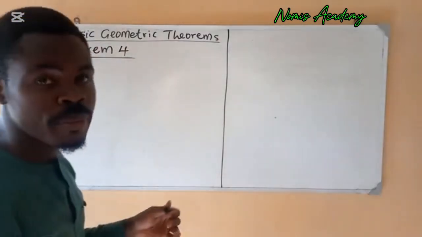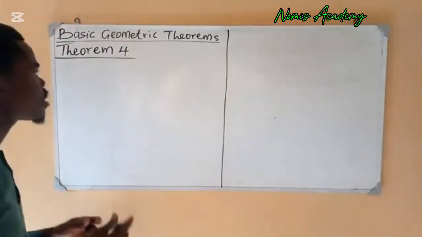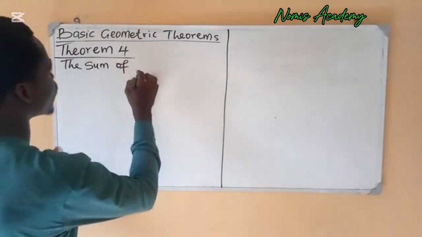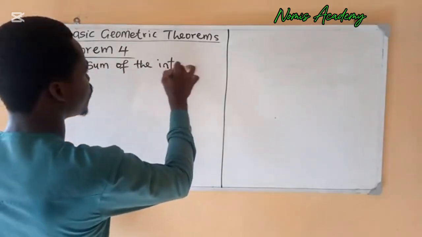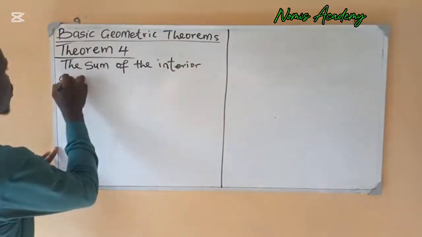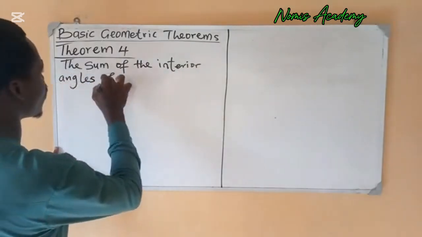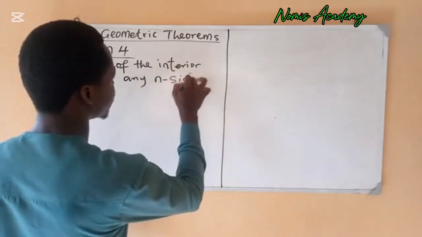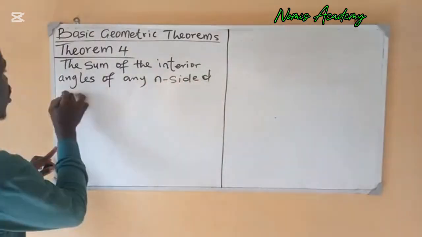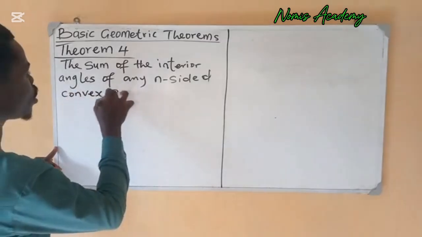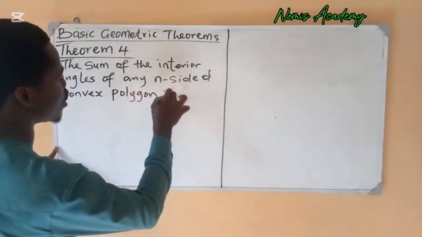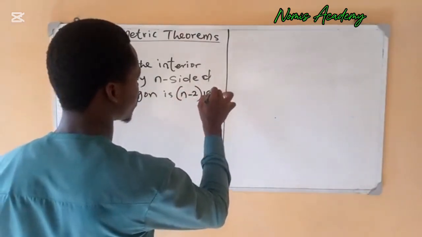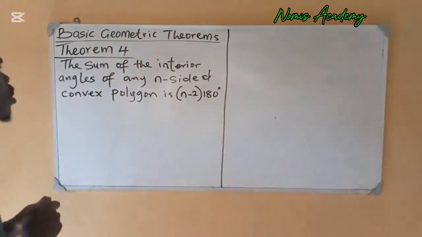Okay, so Theorem 4 is under polygon and it states that the sum of the interior angles of any n-sided convex polygon is n minus 2 multiplied by 180 degrees. Alright, so this is the theorem.